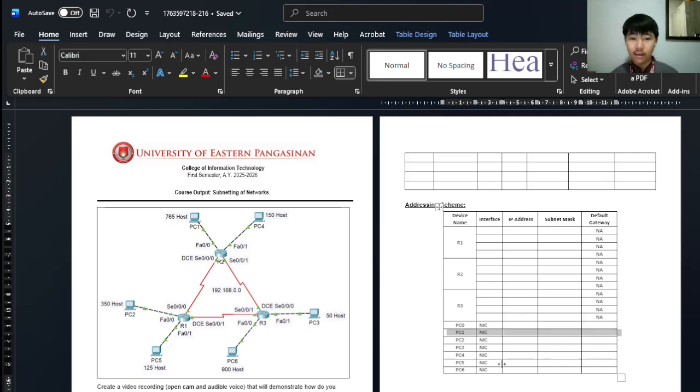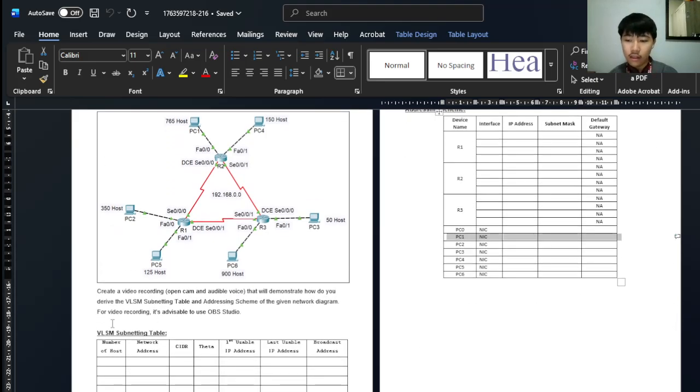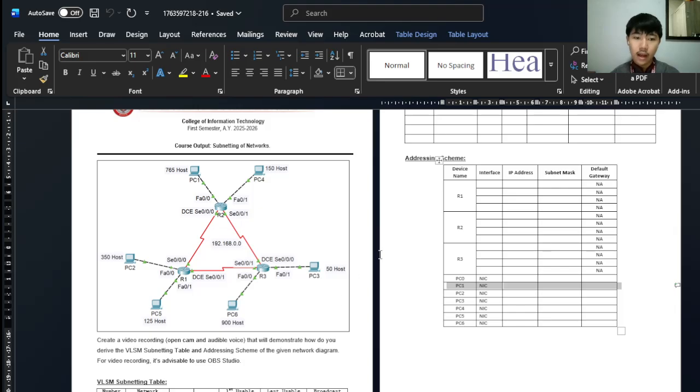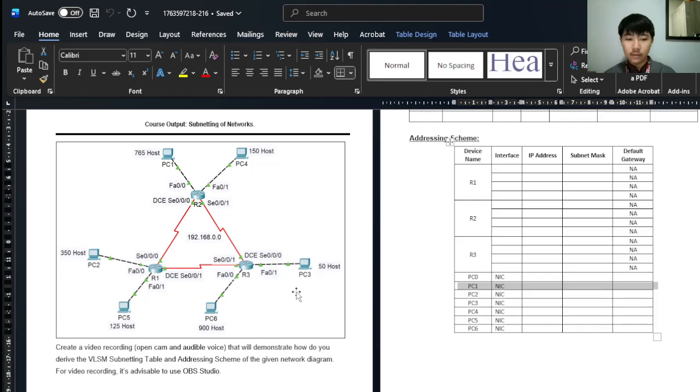For today's video, we are going to derive the values for the VLSM subnetting table and also the addressing scheme. So, the first thing on the list that we're going to do is to arrange the hosts from largest to smallest.